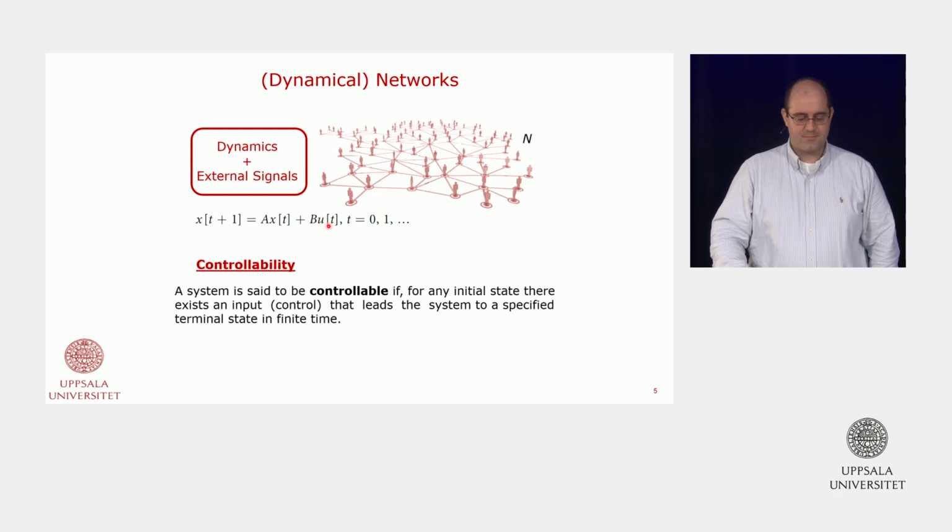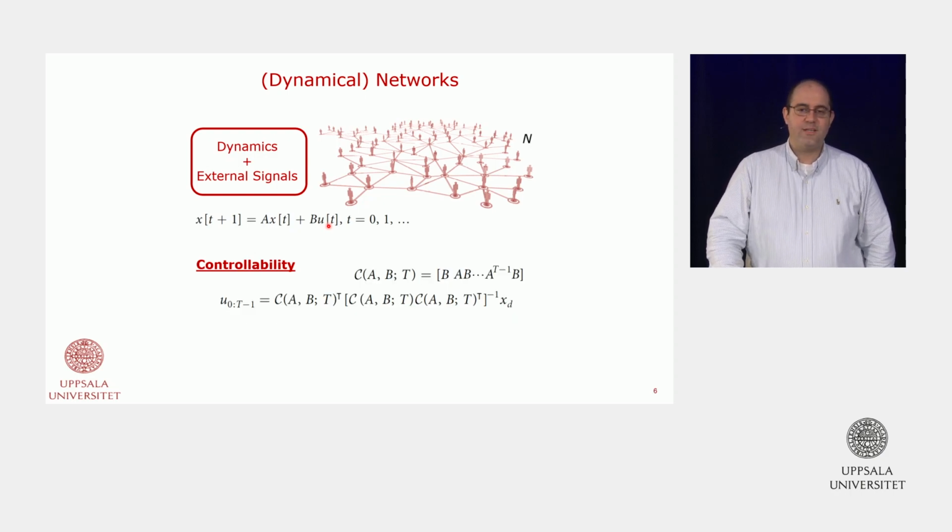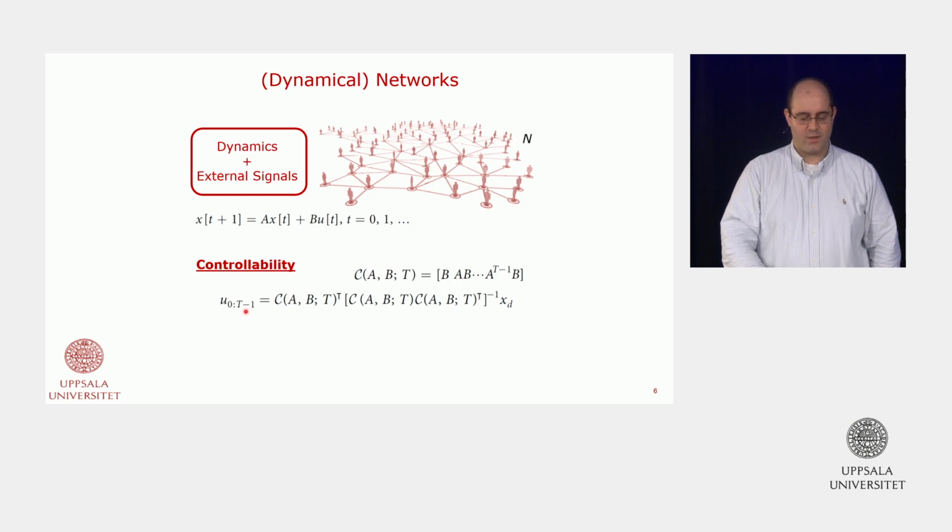Now, that said, how can we actually achieve such a sequence of inputs? Well, that sequence of inputs can actually be computed from time 0 to time T minus 1, so T instances of time, and they will be given in terms of this so-called controllability matrix, meaning this is a matrix that is composed of the matrices B, AB, etc., up to A to the T minus 1 times B, where capital T describes the window of time we want to perform the control.